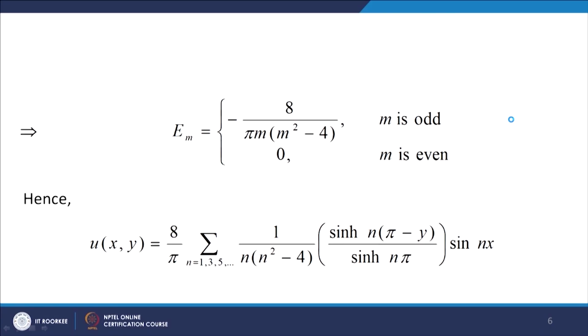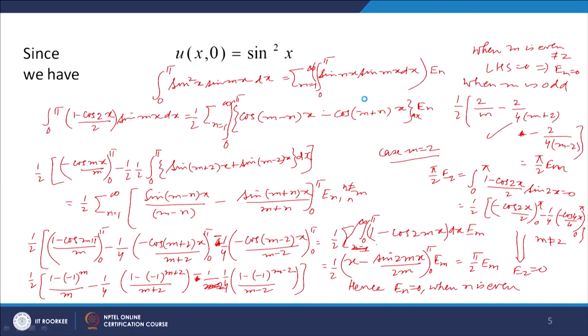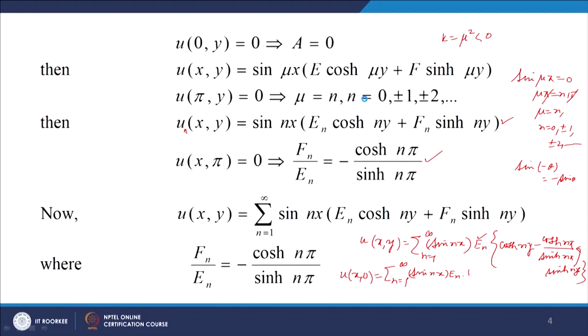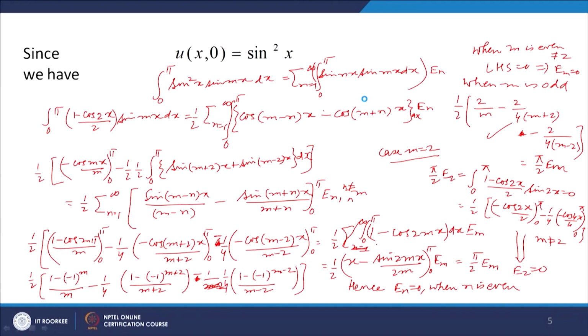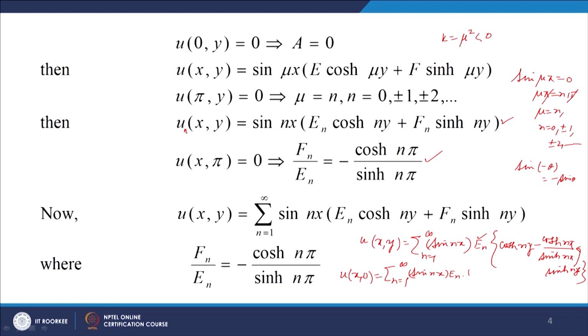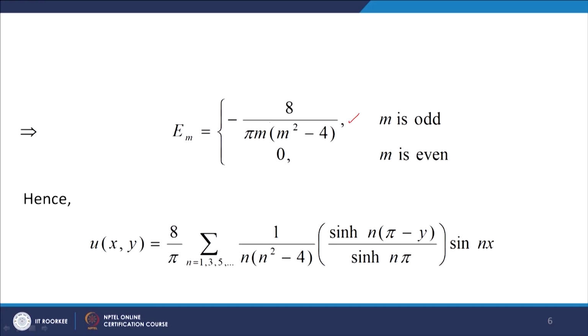So, Em comes out to be this, okay, and you can then put the value of Em in this series where we have written the series on 0 to pi, n equal to 1 to infinity, sin nx times En times this. So, here En becomes 0 when n is even, only when n becomes odd we get the value of En, and En is equal to minus 8 over pi n into n square minus 4. So, that value you put in that series, we get the result, okay.